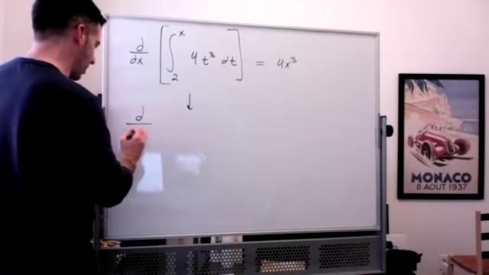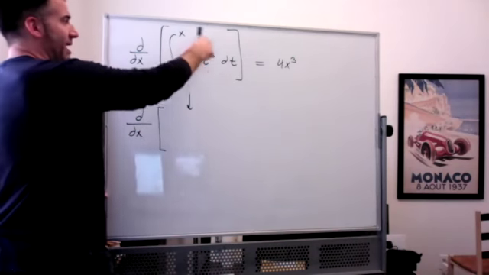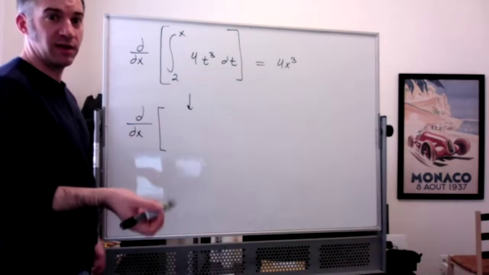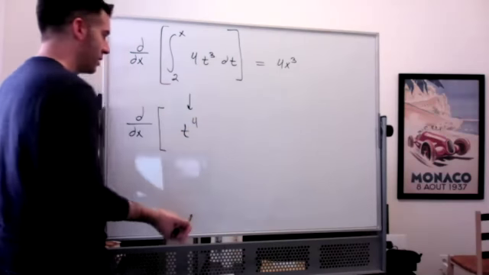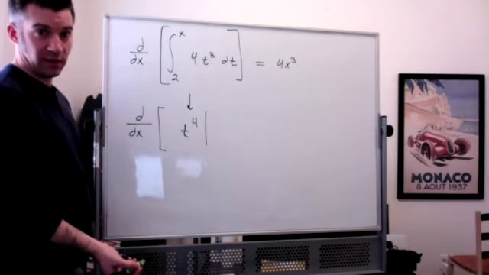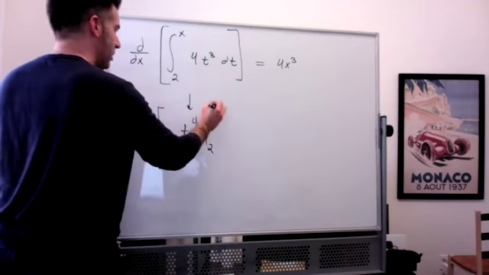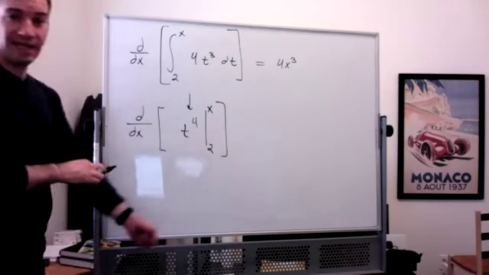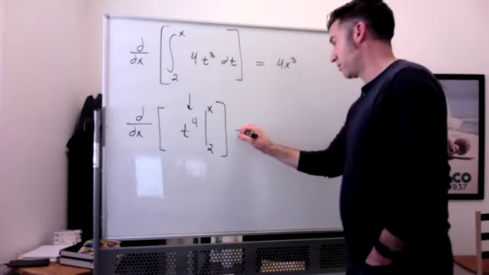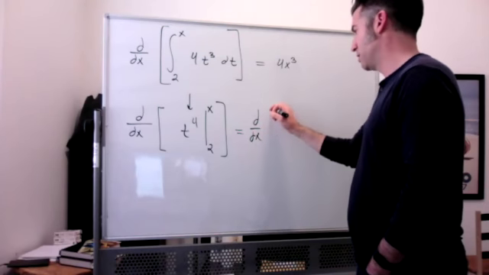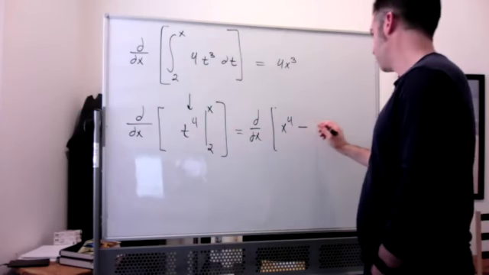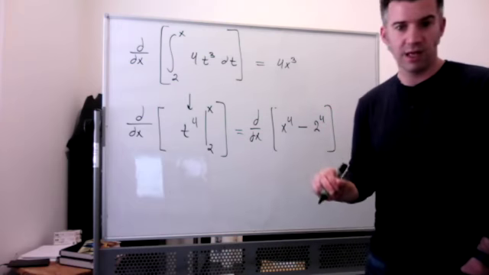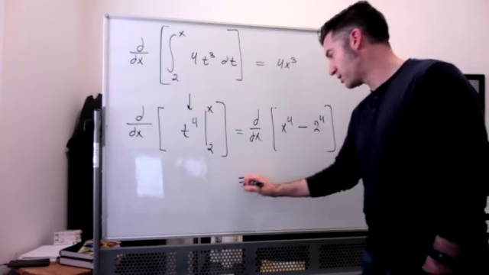So first, I'm still going to take the derivative at some point. The antiderivative of 4t cubed is 4t to the fourth over 4, which is just t to the fourth. And then evaluated, that's what my vertical line is for, between 2 and x. Now I'm going to plug in the limits of integration. It's always the top one first, the bottom one second. So I'm going to have the derivative of: plug in the x, minus plug in the 2. And now we're going to take the derivative. Okay, what's the derivative of x to the fourth?